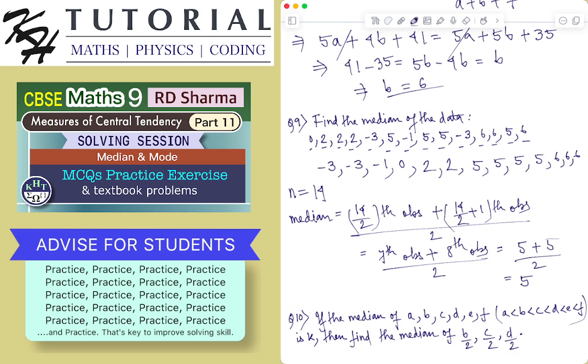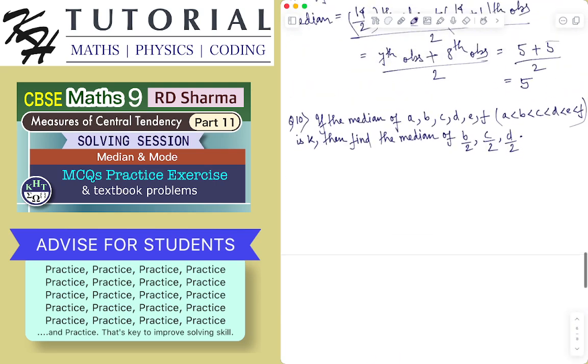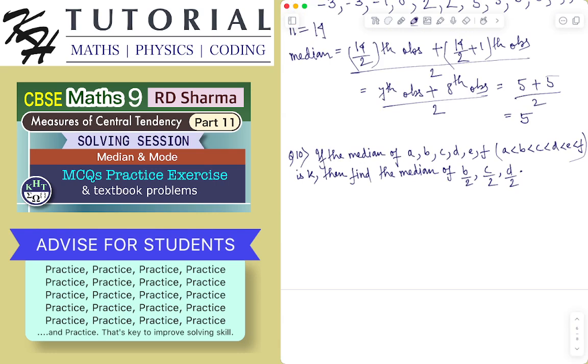Okay, let's see the next problem, probably the last problem. If the median of a, b, c, d, e, f, where it is given a < b < c < d < e < f, is k. So the given observations are already in sorted order, in ascending order. The median is given to be k. Then find the median of b/2, c/2 and d/2.